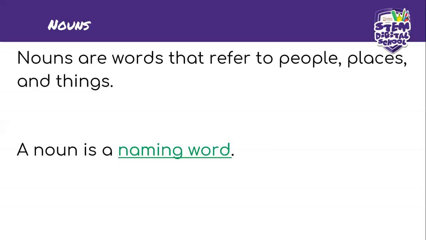A noun is a naming word. So everything that we know by its name, and its name is a noun. Your name is a noun. Your parents' names are nouns. Your siblings' names are also nouns. Your friend's name is a noun. Your favorite celebrity's name is a noun. Yes, so all those things are nouns. So a noun is simply a naming word.